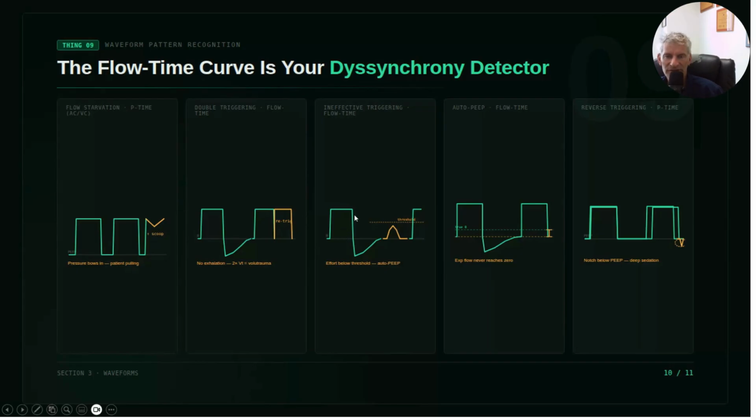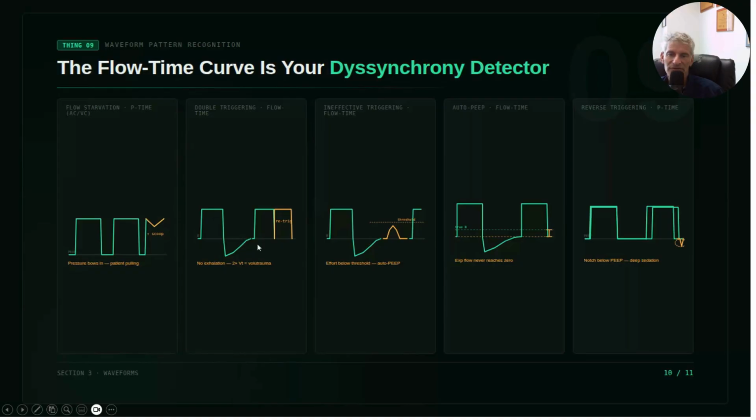Then there's ineffective triggering. You could see flow versus time here. You see flow, but you don't see a breath. That's auto PEEP. Here it's flow versus time, and you see that the flow never gets to 0. That's auto PEEP. And then reverse triggering is more rare. It's pressure versus time. You can see a little dip at the end of the breath. Sometimes for dyssynchrony, flow is used to look at it, and sometimes you could see it with pressure versus time. But the idea is that you should know the common types of dyssynchrony that you see on the ventilator.